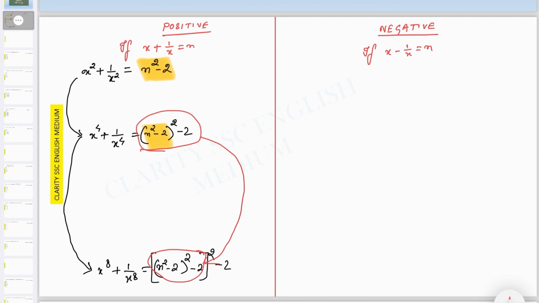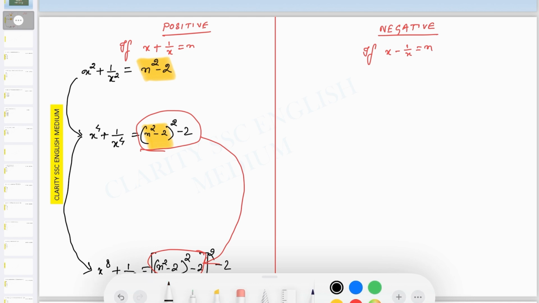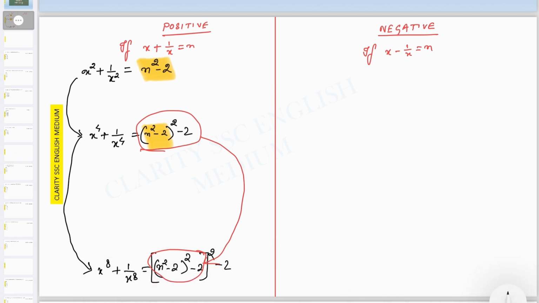So why am I writing the squares 4 and 8 first? Because the square of x squared is x to the power 4 and the square of x to the power 4 is x to the power 8. Similarly, let me write here also.